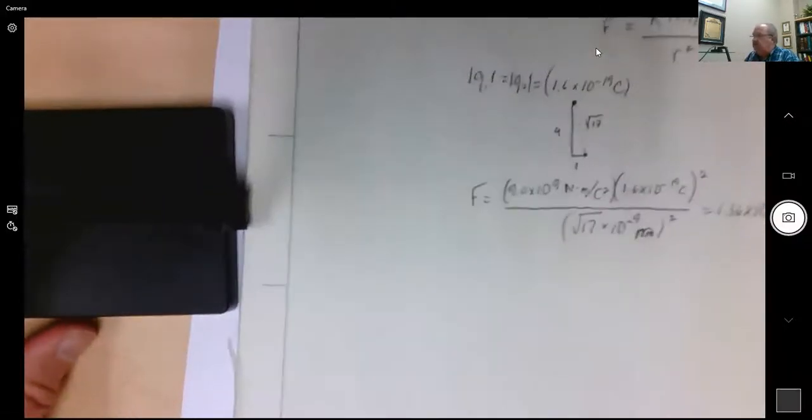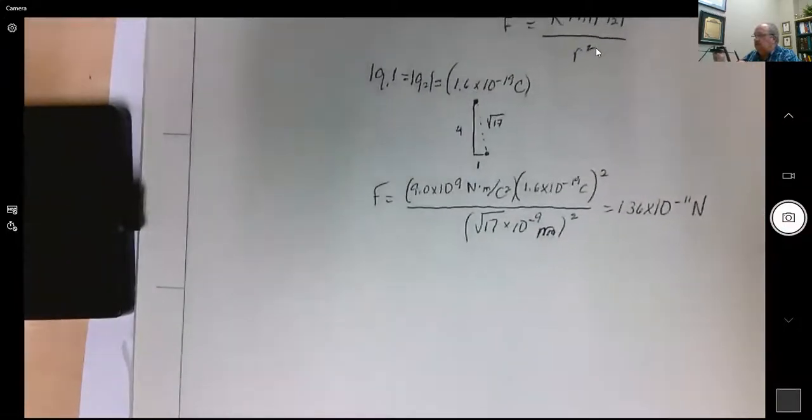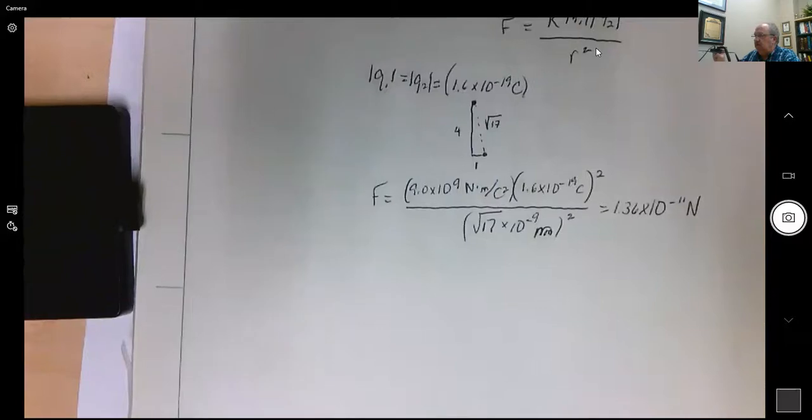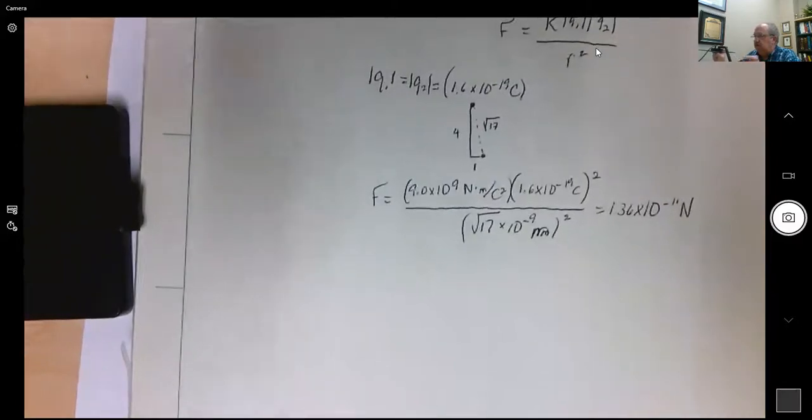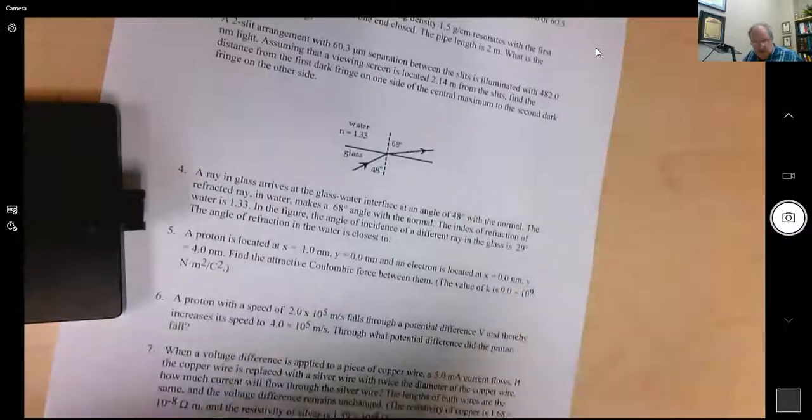Okay, and that should be meters, not nanometers. Okay, 1.36 times 10 to the negative 11th newtons. So a little bit of attractive force there, but not much, but we're considering that these are electrons. Okay, so let's go to number 6.